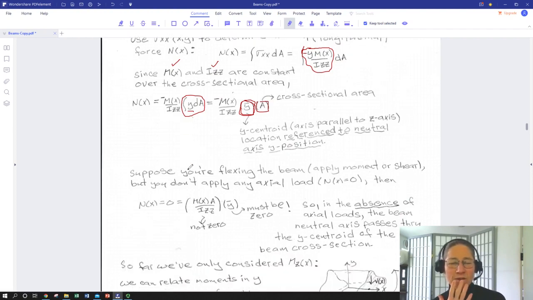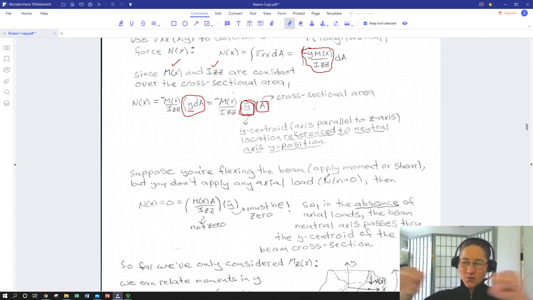So what this is saying is if you're flexing a beam and you're applying moment or shear, but you don't stretch the beam at all.